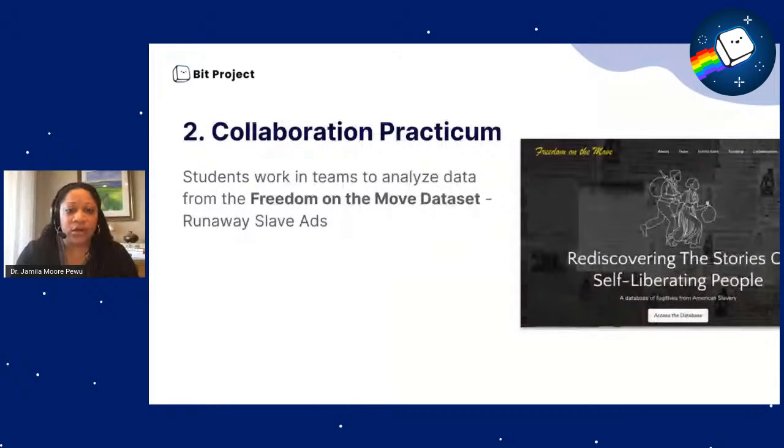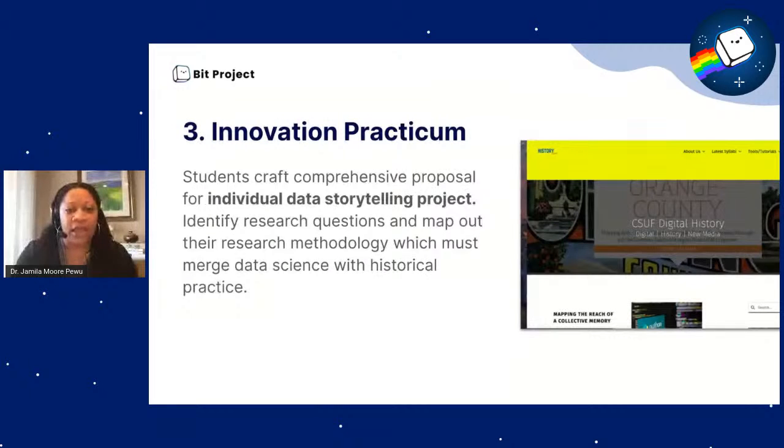We teach and instill collaboration and move history students from the idea of the lone researcher working in the archives or their own silos to the team-based learning that's more familiar in programming and digital humanities through the collaboration practicum. We also use another historic data set called Freedom on the Move, which has a trove of over 27,000 runaway slave ads. And then we finally let students choose their own data storytelling project in the innovation practicum, where they develop their methodology based on everything we've taught them throughout the semester.